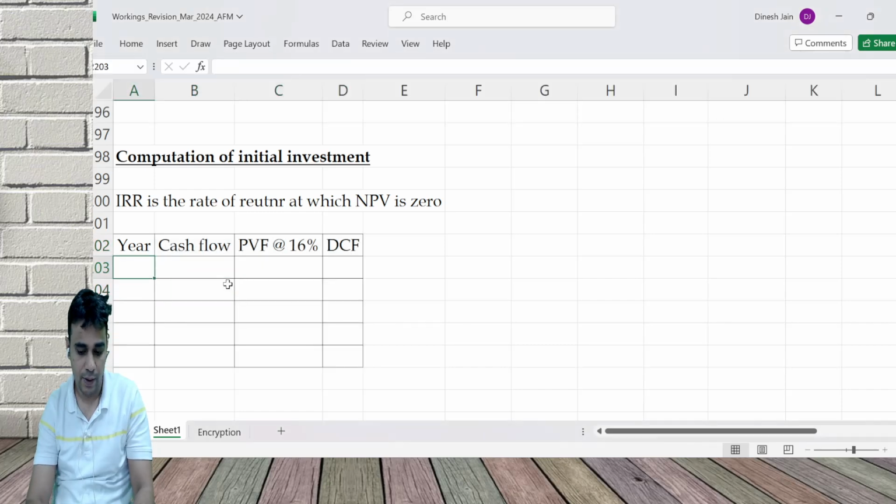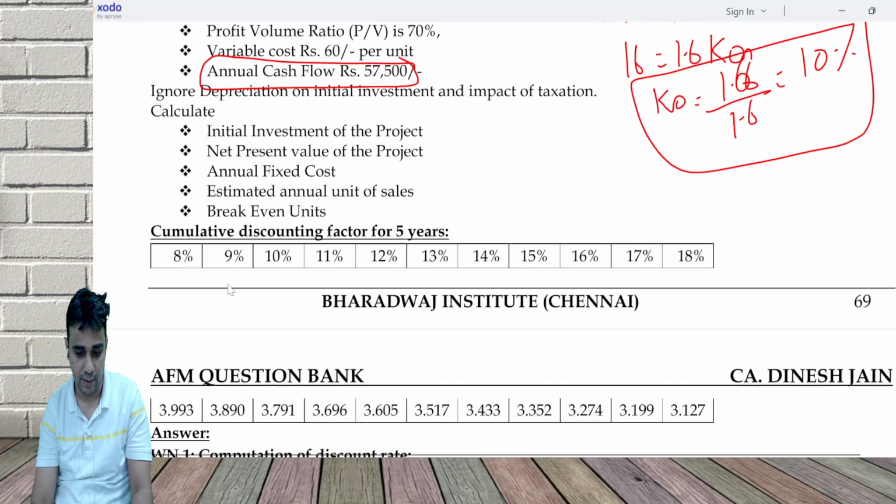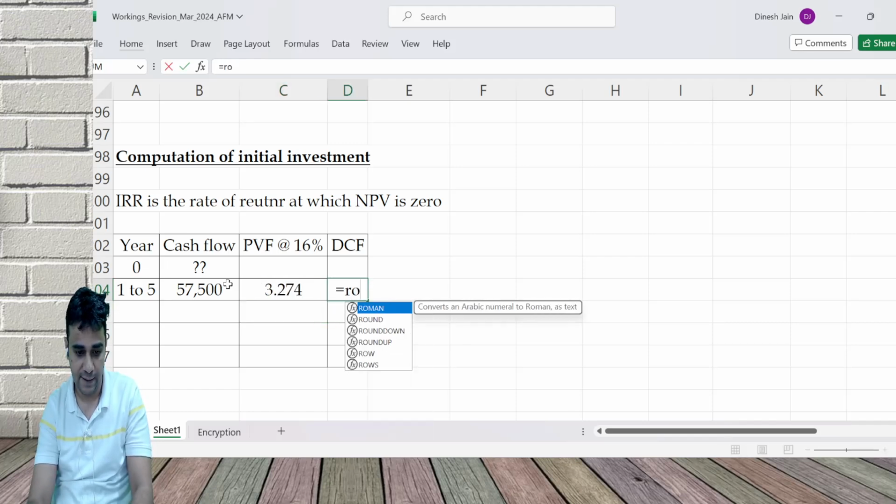NPV will be 0. Year 0, how many years is the life? 1 to 5. Question mark, 57,500. Take the factor from the table below. Don't take 2 decimals or 3, take whatever they have given. 3.274 DCF.